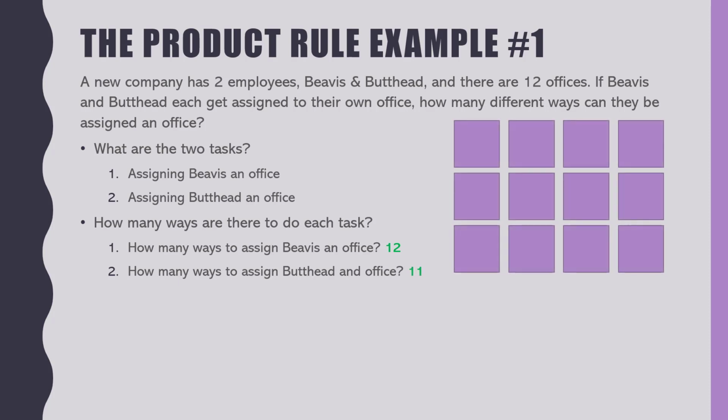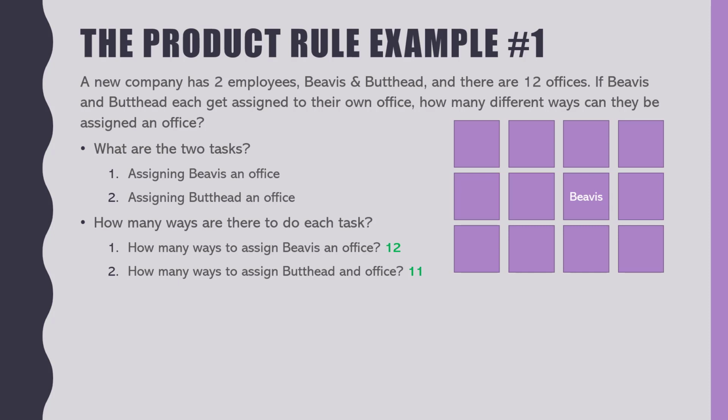Very good. Now, here's why it's 11. These are my 12 offices here. Let's decide that Beavis gets that office, right? Well, now, one of the offices is not an option for Butthead. Now, we could have used Butthead first, but either way, one of them would be 12, one would be 11. Since we're dealing with multiplication here, it doesn't matter if Butthead's 12 or Beavis is 12. Ultimately, the number of ways this can be done will be 12 times 11.